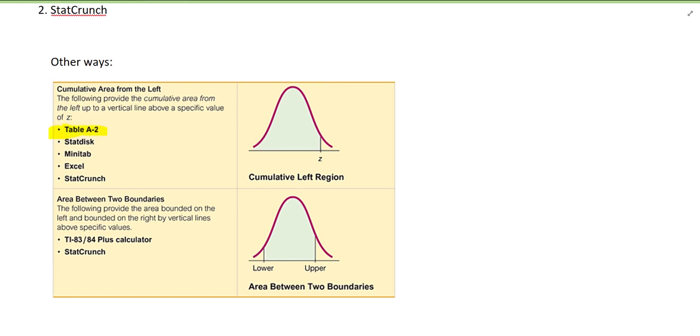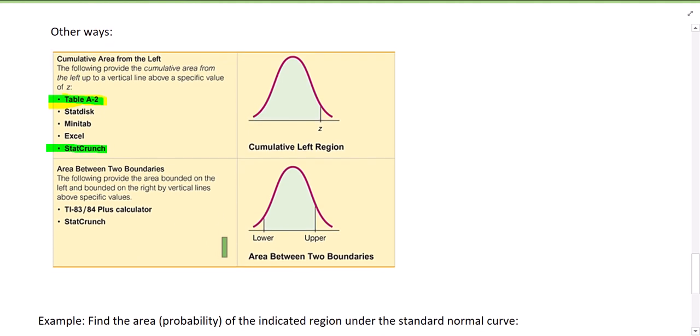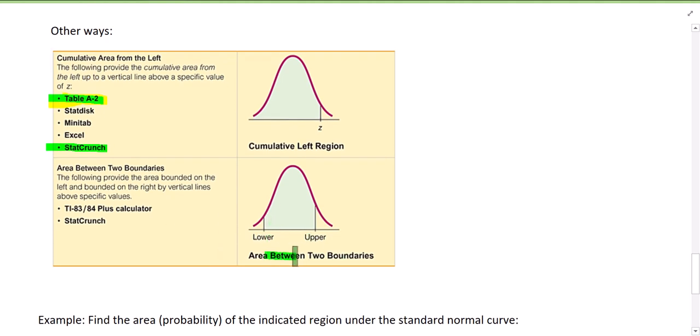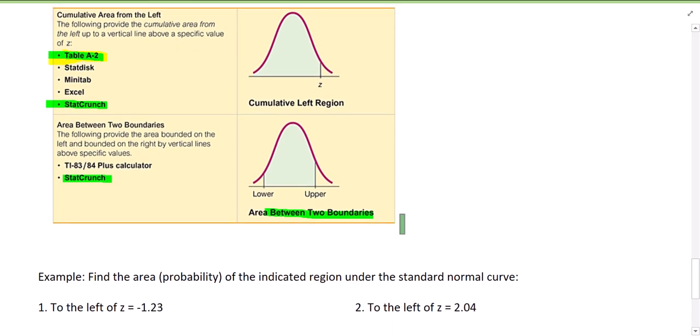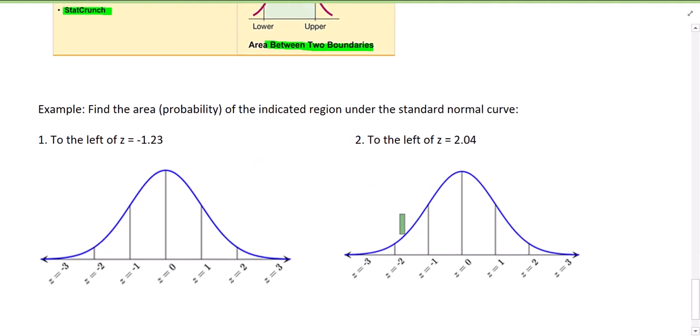I guess maybe yellow is not the best highlighter to use on yellow. These are the ones that we'll be using the most. And in order to find areas in between two boundaries, StatCrunch does a better job than the table. I'll still show you how to do it with the table, but we'll rely on StatCrunch to do that. So let's try some examples.